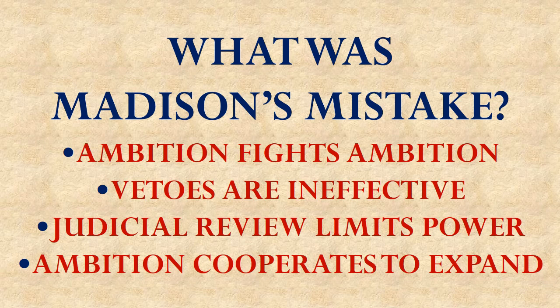So what was Madison's mistake? Was it that he thought ambition would fight against ambition? Or that vetoes are ineffective? Or that judicial review limits power? Or was it that he didn't realize that ambition cooperates to expand? It's the last one, that he didn't seem to realize that ambitious people would learn to cooperate to expand their power.